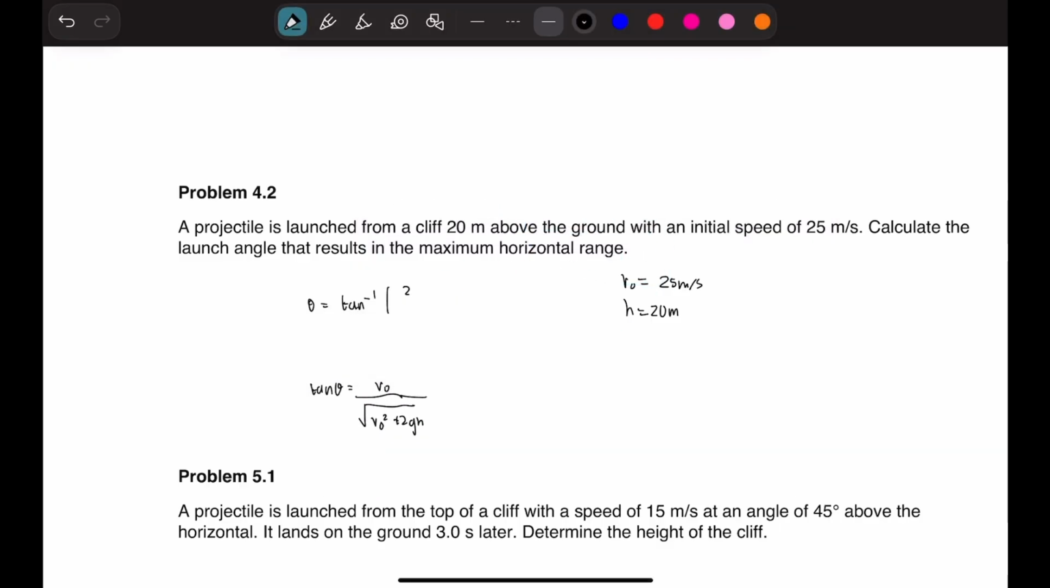-1 of 25 divided by the root of 25 squared plus 9.8 is 20. And that means your theta is going to be equal to 38.7 degrees.